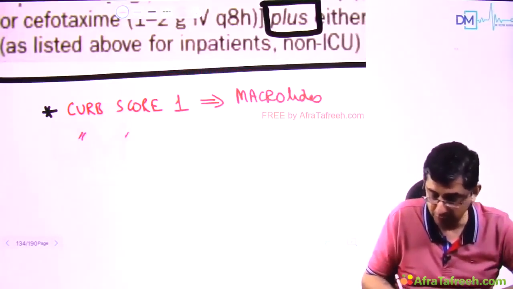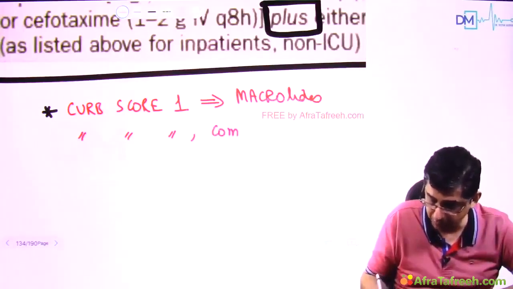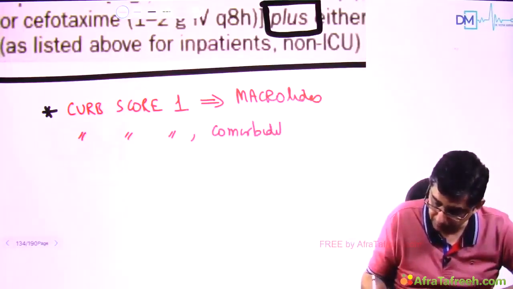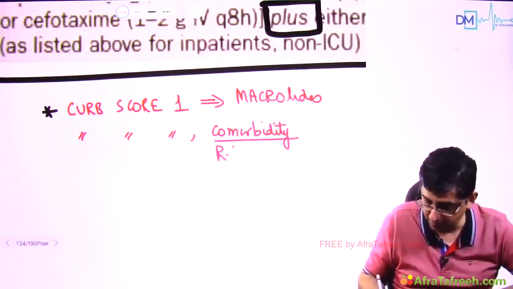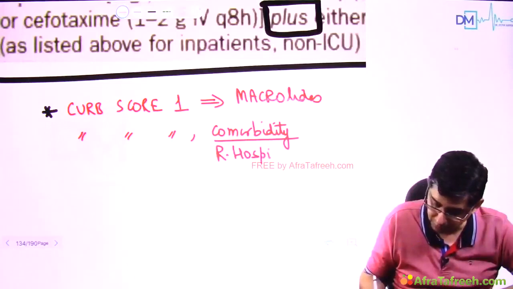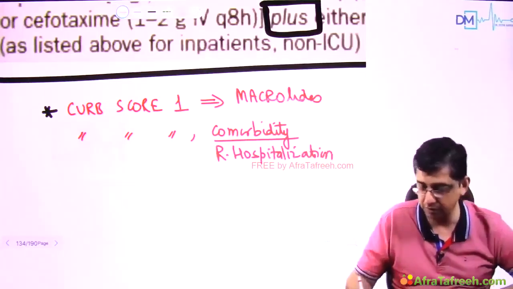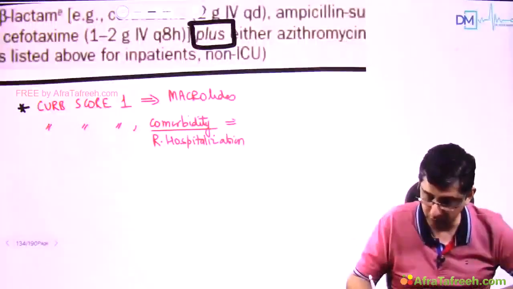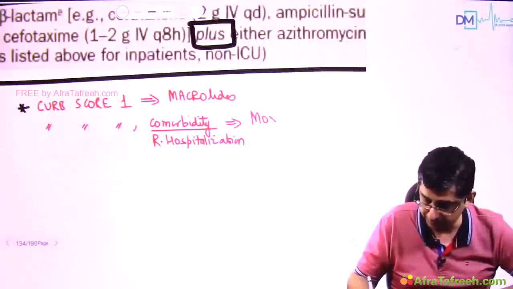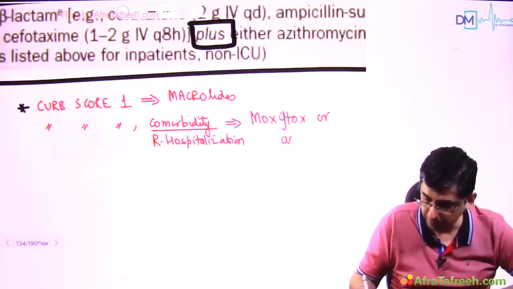The same scenario, CURB score of 1 is given to the patient, but he's describing comorbidity in the question, or he is describing recurrent hospitalization due to the same episode. Recurrent hospitalization would not mean 3 years back, it would mean in the previous 3 months. Then the antibiotic to be answered by you in this scenario would be given as moxifloxacin, or another antibiotic that can be given is amoxiclav to the patient.